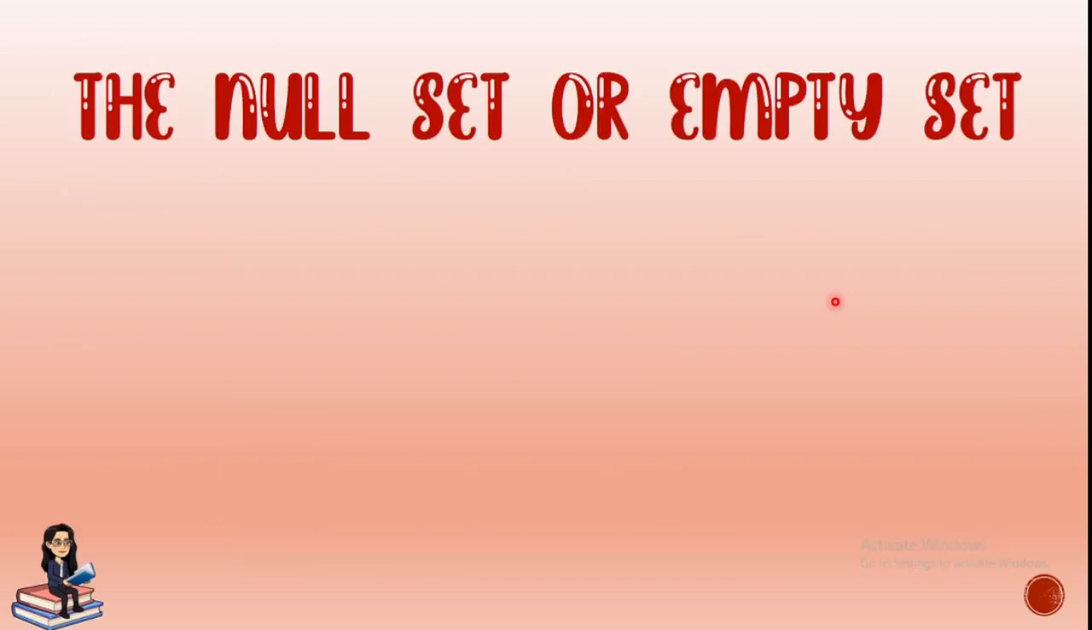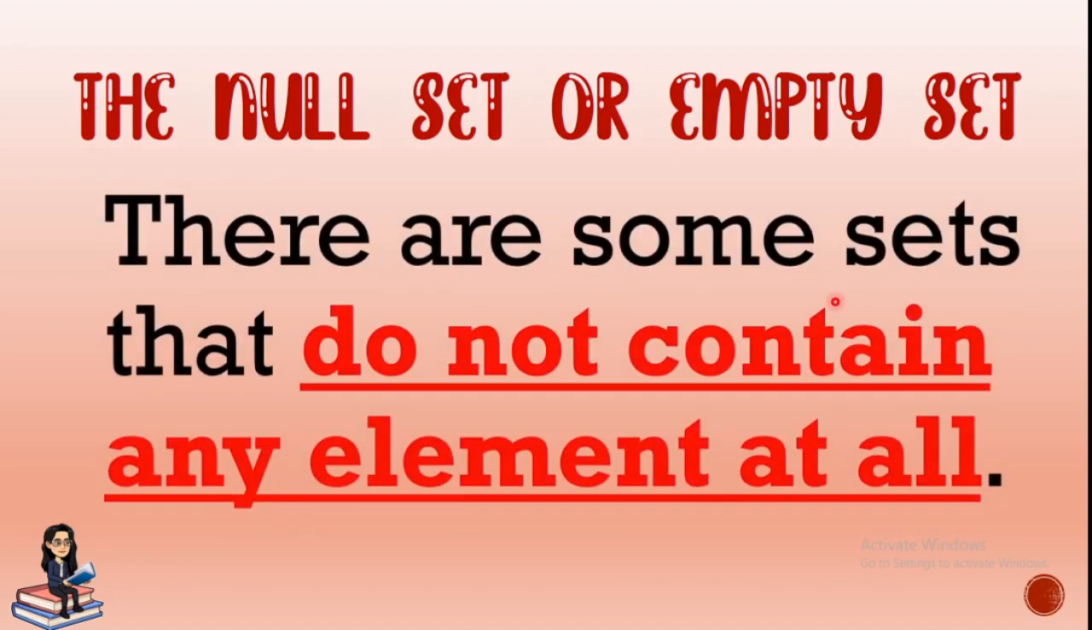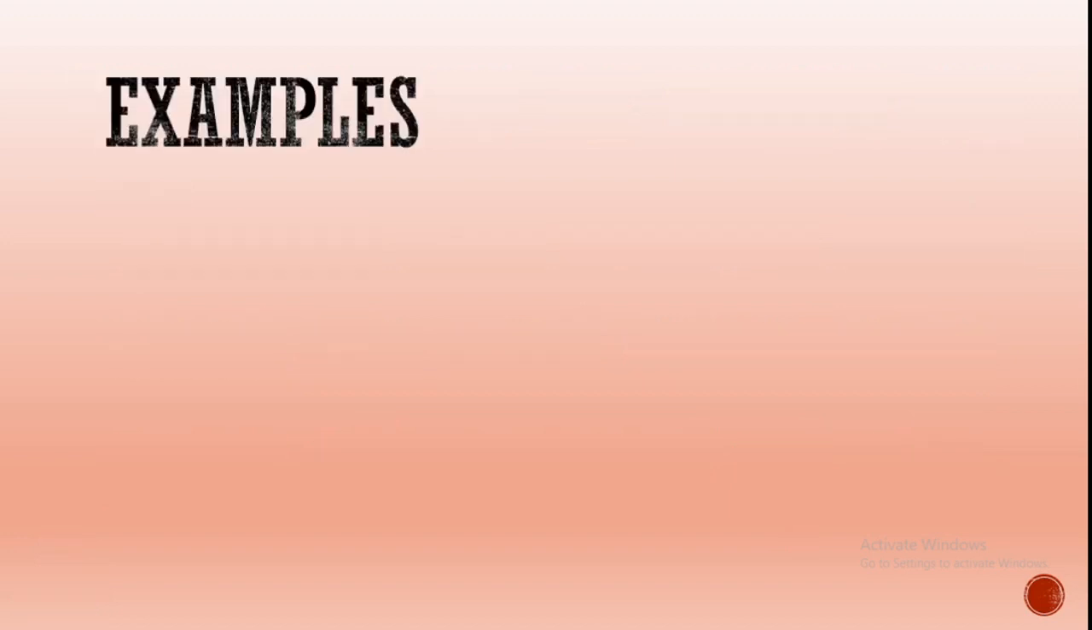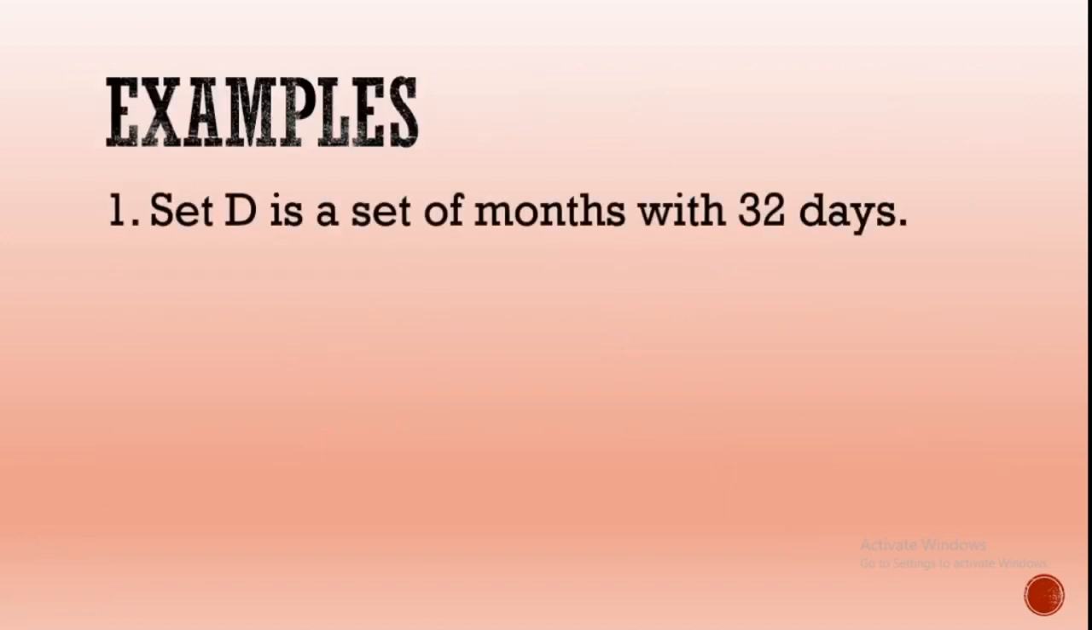The null set or the empty set. Okay, so there are some sets that do not contain any element at all. So, wala talaga na kahit ano. Okay, so let's have an example. So, number 1, we have set D is a set of months with 32 days. Sa tingin mo ba, meron tayong buwan na may 32 days? Wala po. Maaaring meron tayong 28 days, 29, 30, at 31 days. Pero wala tayong 32 days in a month. So, this is an example of empty set or null set.